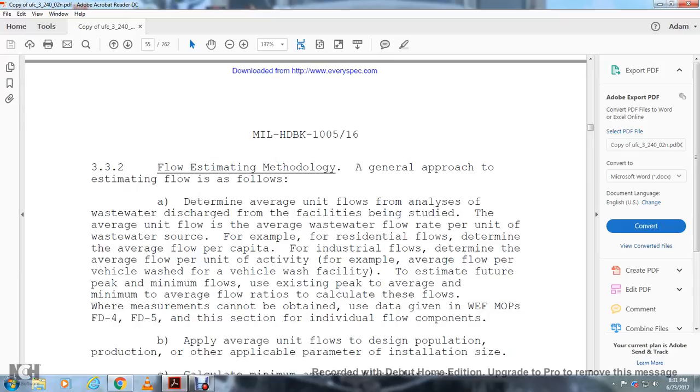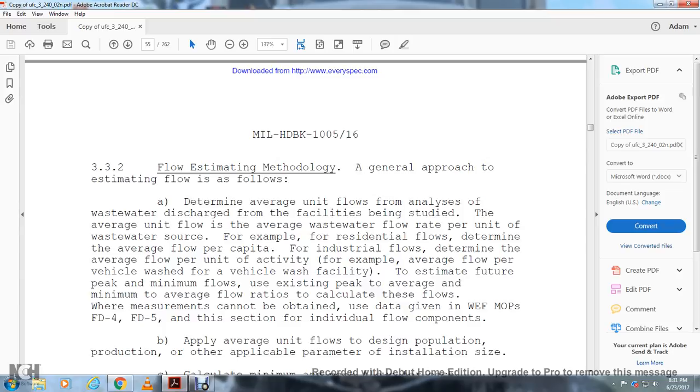3.3.2. The flow estimating methodology. General approach for estimating flows. The flow is determined from the average unit flows and analysis of the wastewater discharge of the facilities being studied, starting with the average unit flow, the average wastewater flow per unit of the wastewater source. For example, for residential flow, determine the average flow per capita. For industrial flow, determine the average flow per unit of the activity.